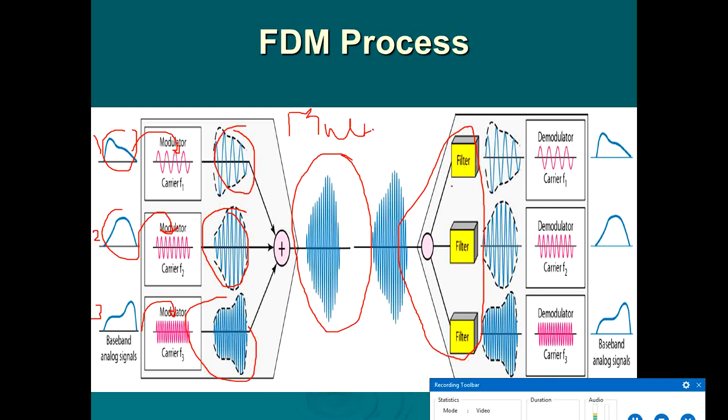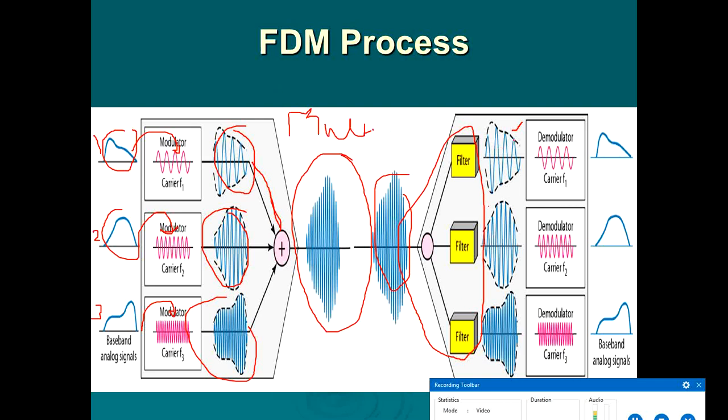Now what these filters will do is separate the different signals. These will separate the signals having different frequency. So this filter will take this signal and separate out the signals having the different frequencies. So we have a signal for user 1, a signal for user 2, and a signal for user 3.